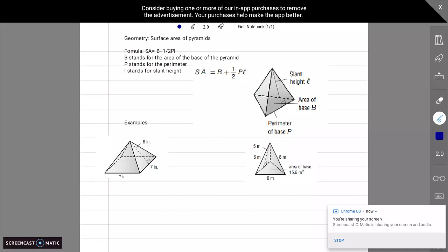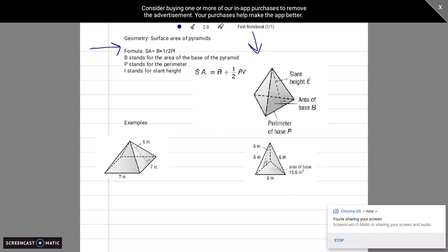Guys, welcome back. Today we're going to be talking about the surface area of pyramids. So I do have the formula written down in a few places for us today. I have it written up here at the top like I normally do, and I have a diagram right here. I apologize if the diagram is a little bit blurry. I couldn't get it to be unblurry.